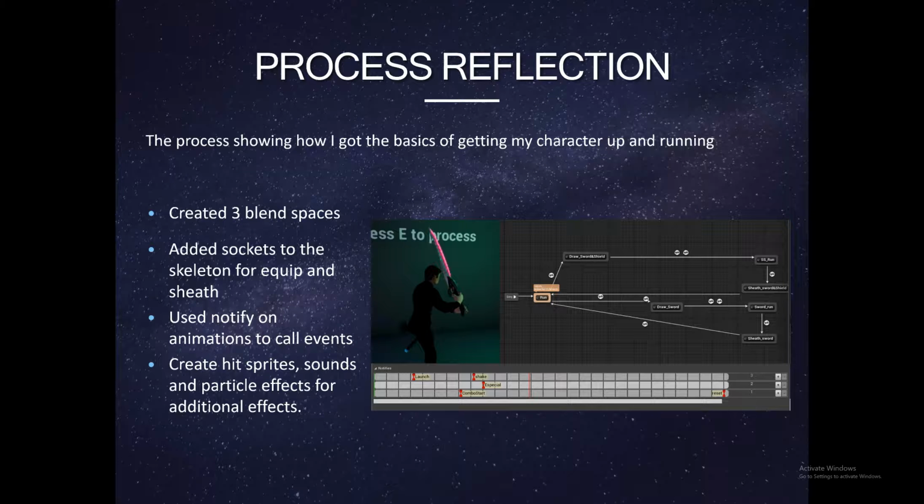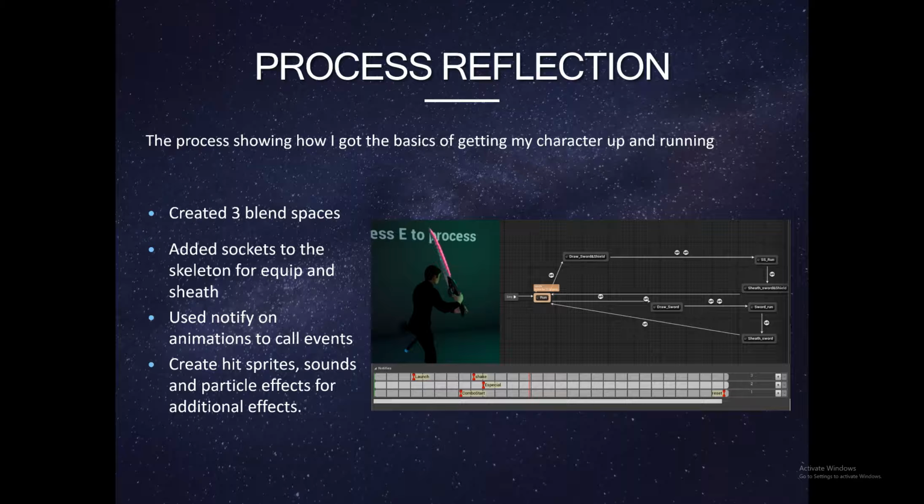In this process, I'm going to quickly look over how I got the basics of my character up and running. I started off by creating 3 blend spaces. Each blend space has an idle, a walk and a run. The main one is walking with no weapons, so it's just a normal walk and run animation. Then I've got one for my sword and shield animation and one for my longsword.